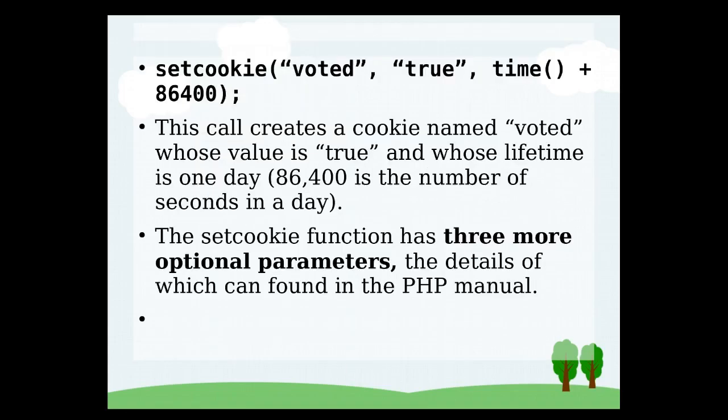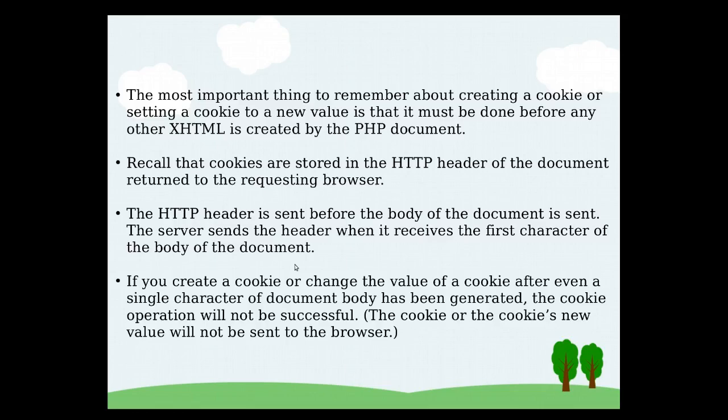Now let's see the instruction. The function setcookie is called with parameters cookie name, cookie value and the expiration time. You can see that it's a time function call plus some integer value. The meaning of this is that this call creates a cookie named voted, whose value is true and whose lifetime is only 1 day. That is, 86,400 is the number of seconds in a day. And setcookie has 3 more optional parameters also.